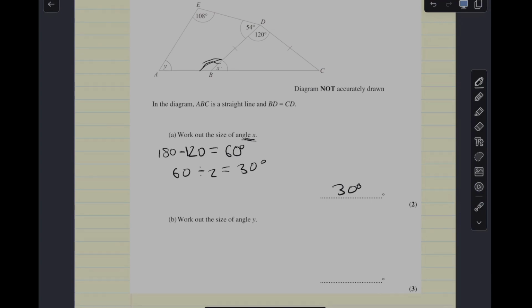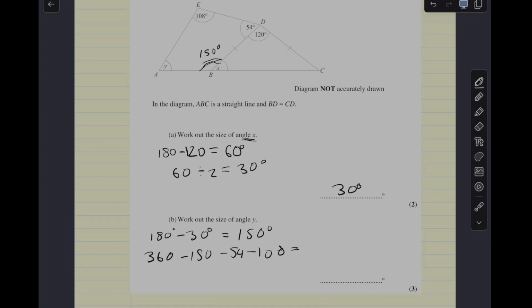So all you have to do is 180 minus 30 degrees, which is 150 degrees. So this means that the angle over here is 150 degrees. And now what we can do is 360 minus 150 minus 54 minus 108 to work out the value of Y. So I'm going to use a calculator for this.